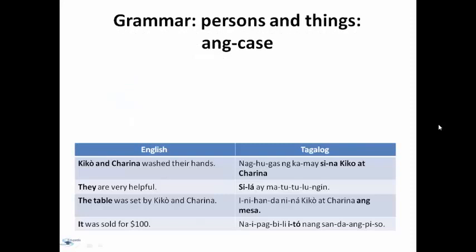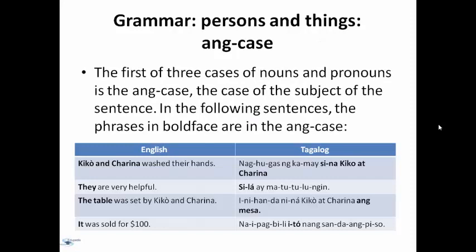Grammar: persons and things, ang case. The first of 3 cases of nouns and pronouns is the ang case, the case of the subject of the sentence. In the following sentences, the phrases in boldface are in the ang case. For example, we have here, Kiko and Karina washed their hands.